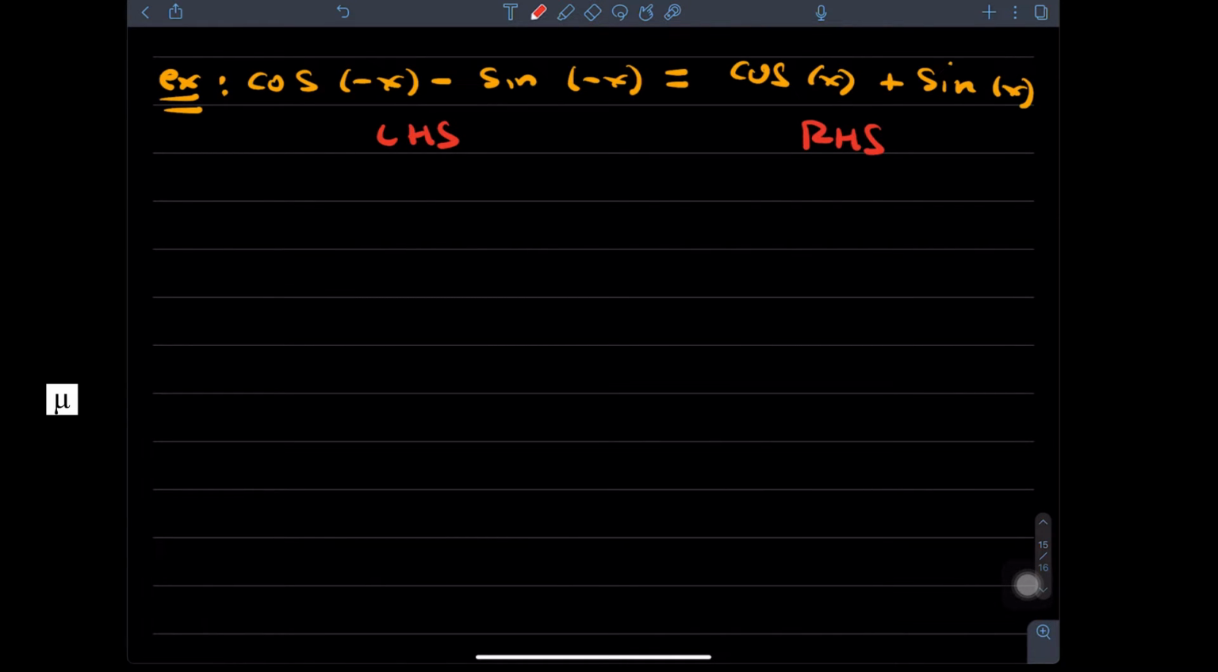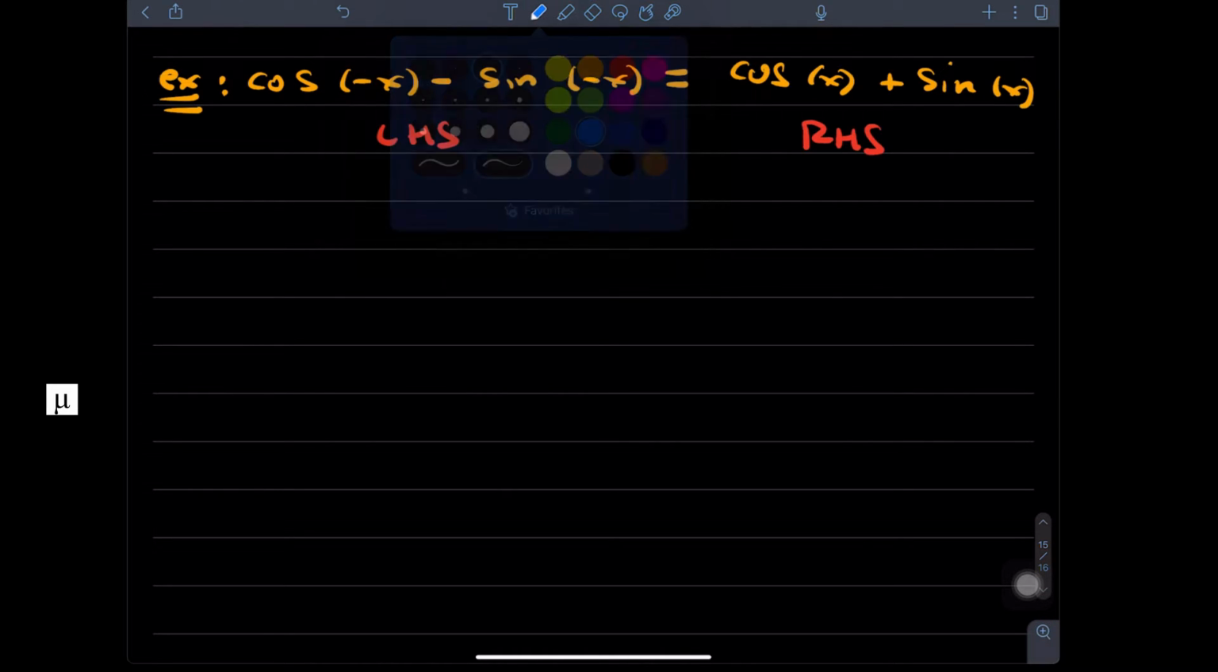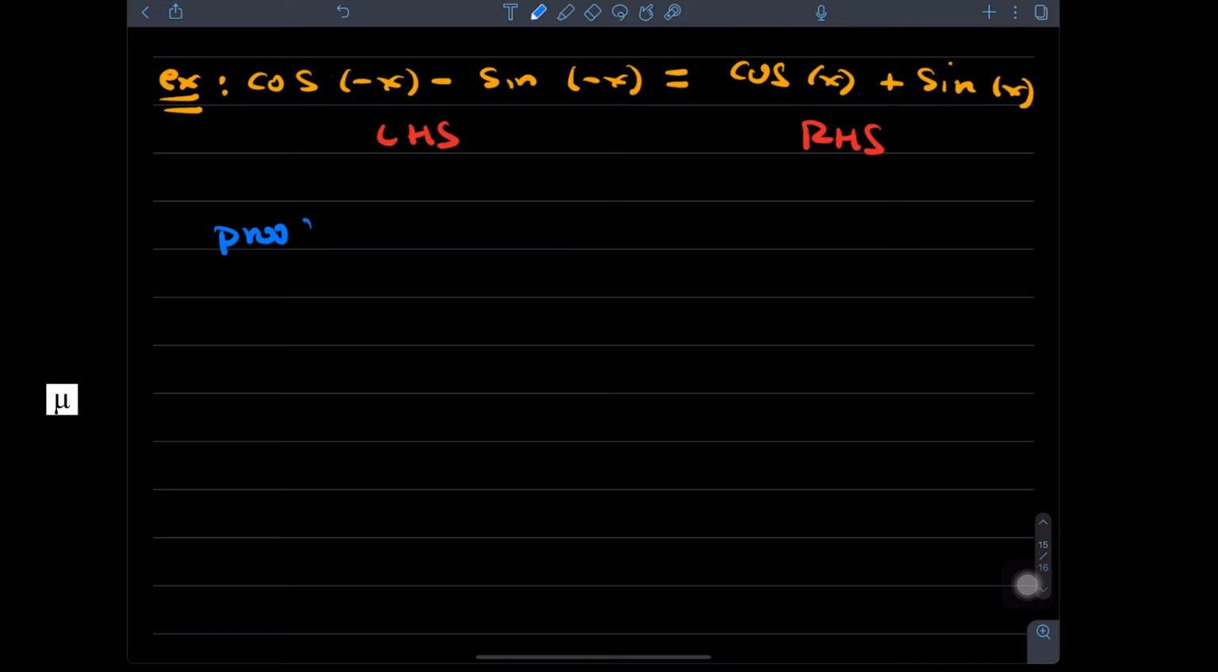Okay, now I would say again, starting with the left-hand side might be what? Beneficial? So you have cosine minus x. Oops, we got to put left-hand side, I guess. So my left-hand side will be cosine minus x minus sine minus x, right?